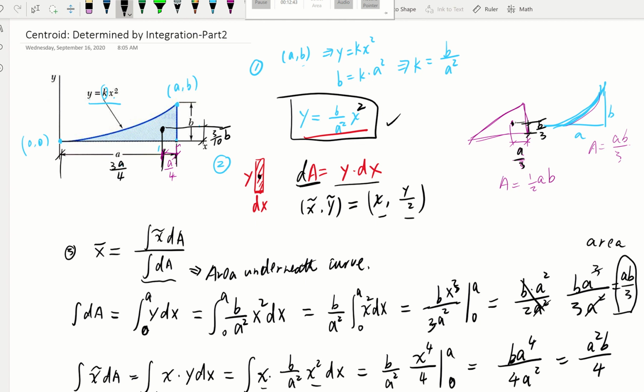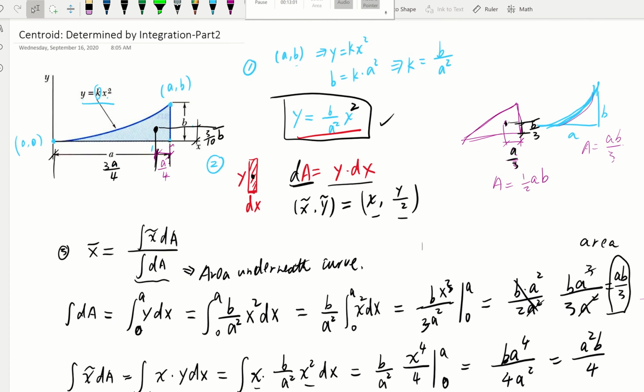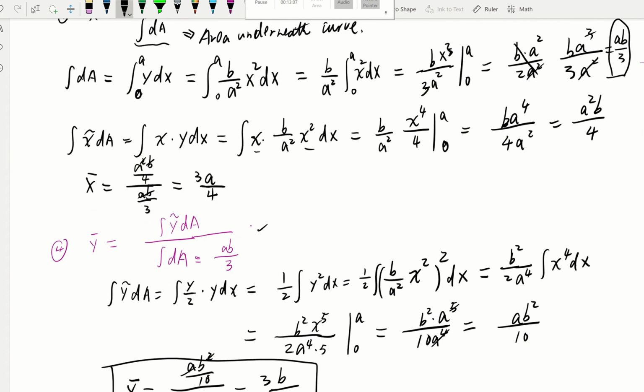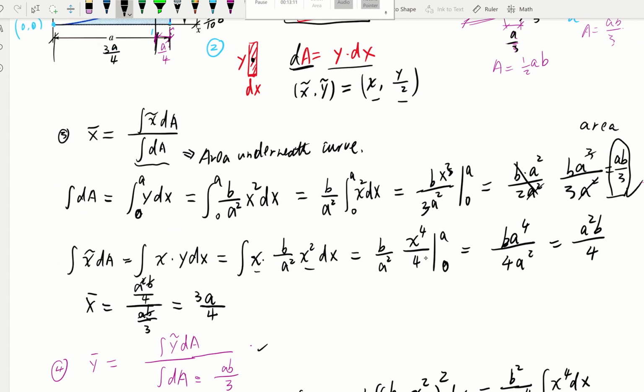Alright, that's all for this video. We use integration and we went ahead trying to solve a parabola and find its corresponding centroid, with a over 4 to the fatter end and 3/10 of b. And then the area, one of the byproducts you learned from solving this, the area is ab over 3.